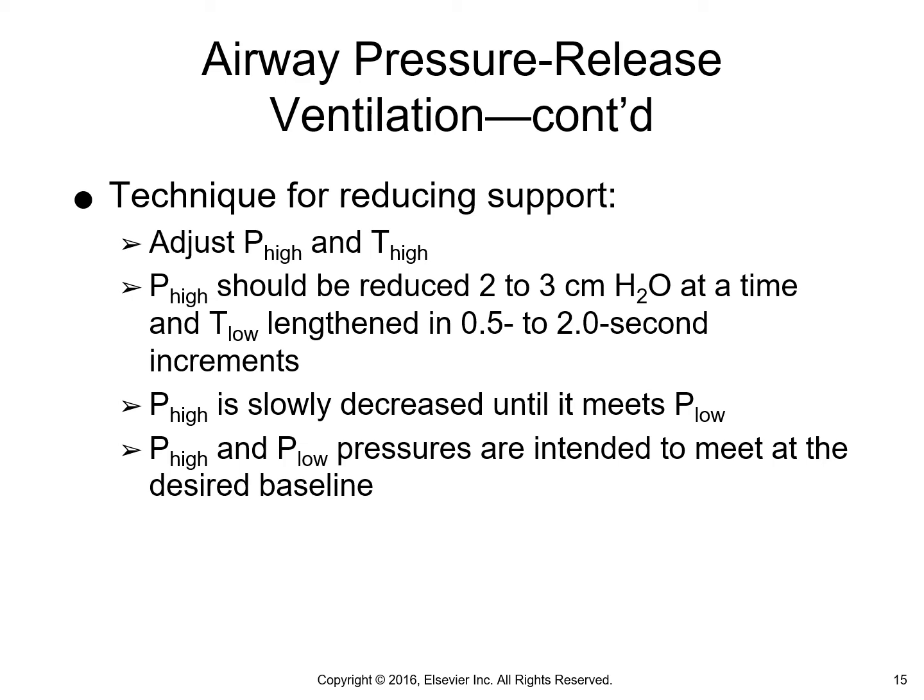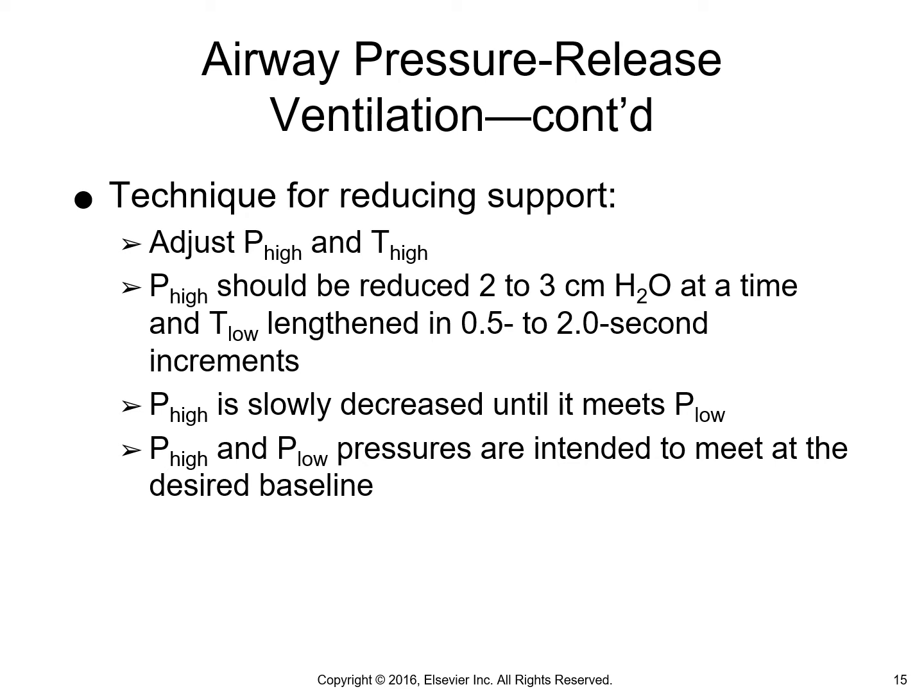Talking about reducing support, what we're going to do is adjust your P high and your T high. So you start reducing your P high. It should be reduced to about 2 to 3 centimeters of water pressure at a time, and then your T low time is lengthened. Eventually the two pressures are going to meet. So your P high is slowly decreased until it meets your P low. Then you're basically at CPAP.